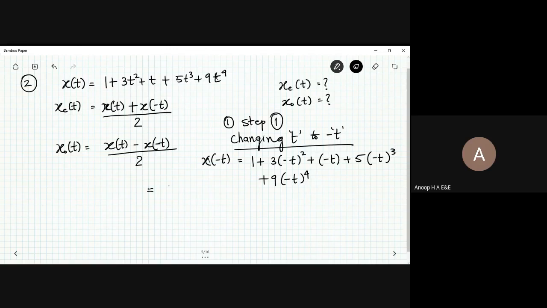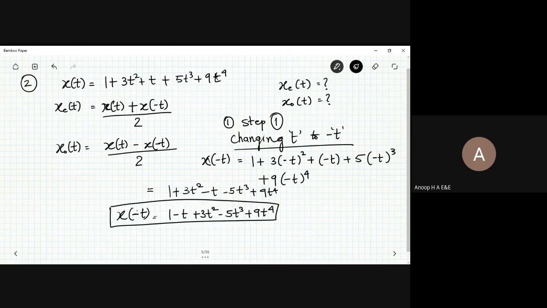What you are going to get there is 1 plus 3t squared minus t, minus 5t cube plus 9t power 4. So 1 minus t plus 3t squared minus 5t cube plus 9t power 4. This is what you mean by x of minus t. x of minus t can be written like this.